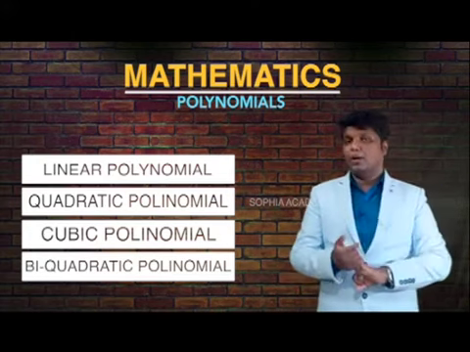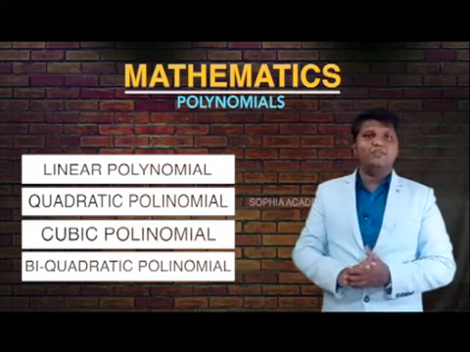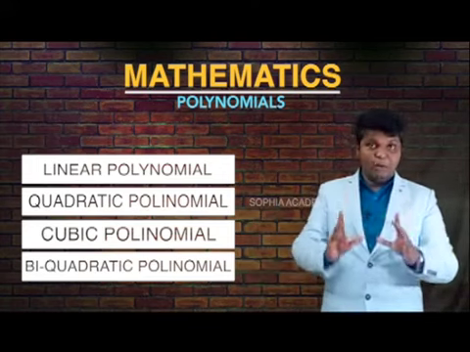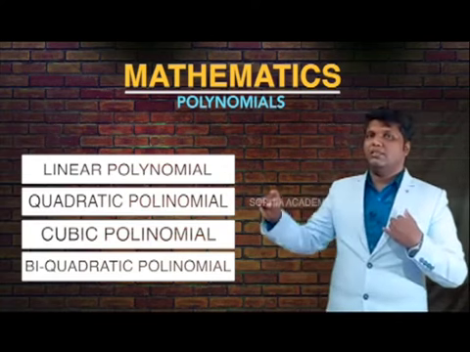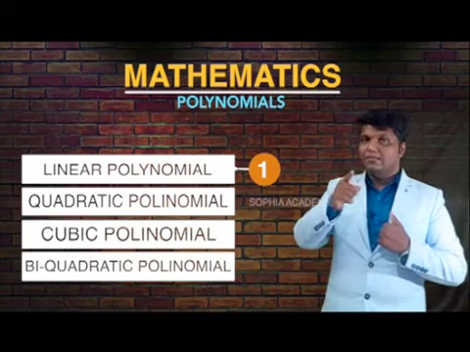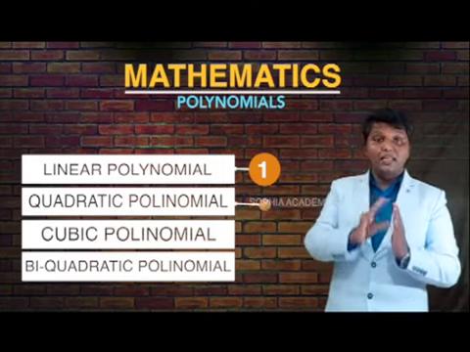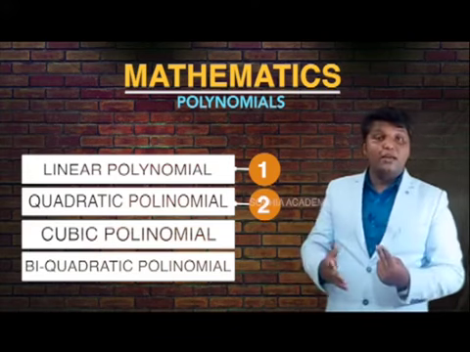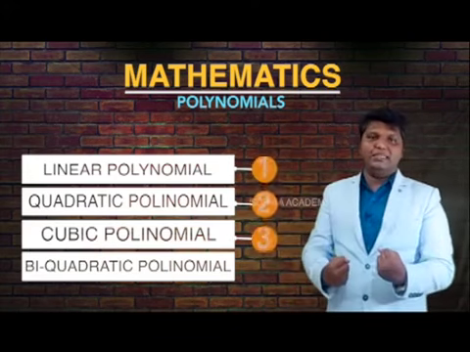The first 3 things are so important because in your 10th class also you will be dealing with these first 3 categories. So keep these 3 things in your mind. Whenever you hear the word linear, it should come into your mind that it is an expression with degree 1. When you hear the word quadratic, what should come into your mind? Quadratic means the degree of the polynomial is 2. Cubic means the degree of the polynomial is 3. That should come automatically into your mind.